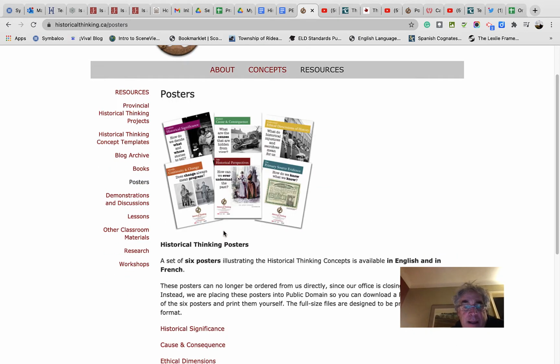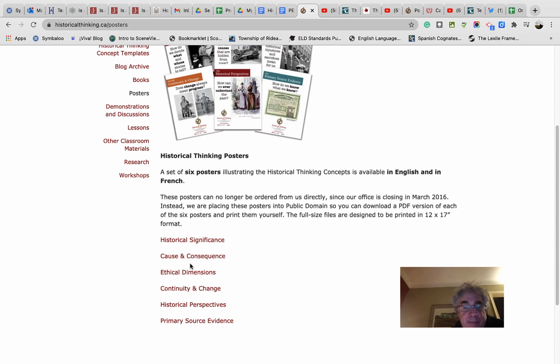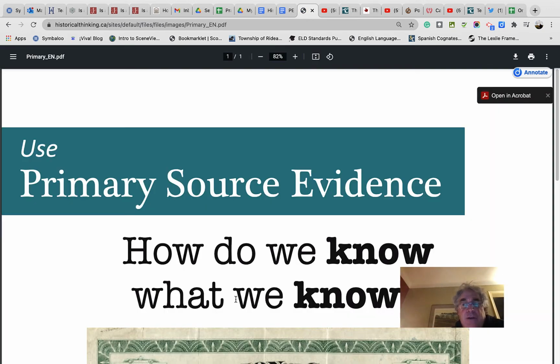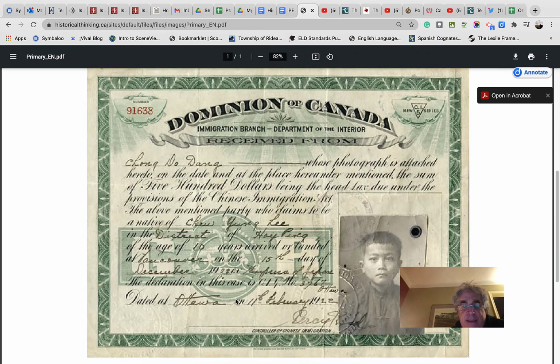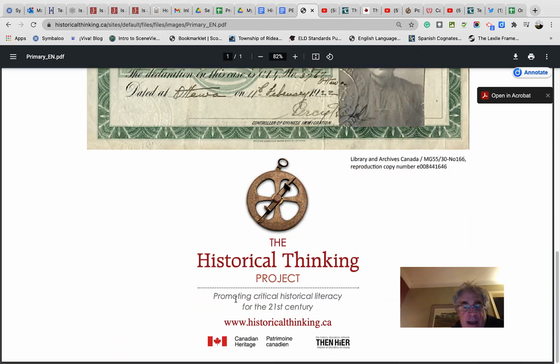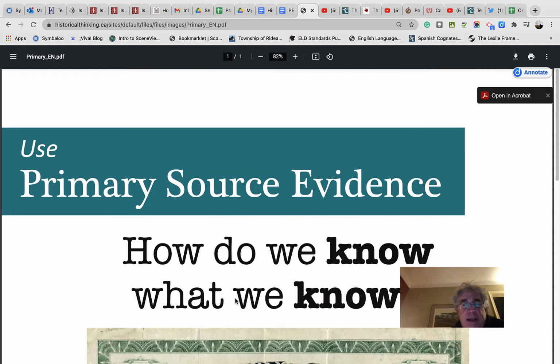They have a great series here of posters, which you can still order from the Historical Thinking Project. Here are the six posters. Each one corresponds to another one of the concepts. We were just doing evidence, so let's take a look at the evidence poster. So you can order them. They're not very expensive, but I think it'd be a great thing to put around the classroom. They're not huge, but they're perfect for posting in your classroom. So that's something that you might want to consider getting.